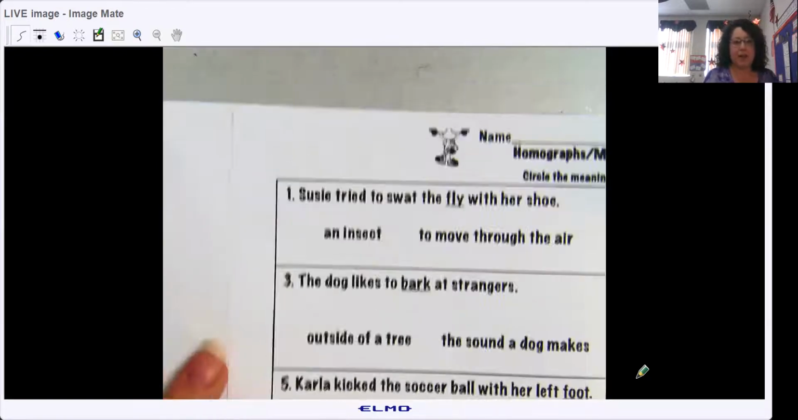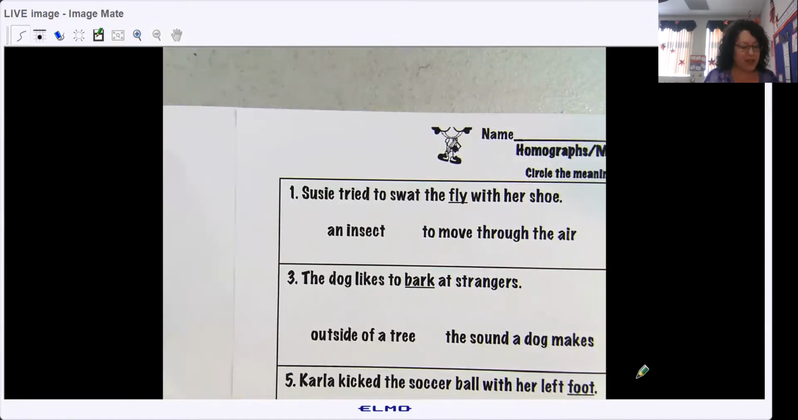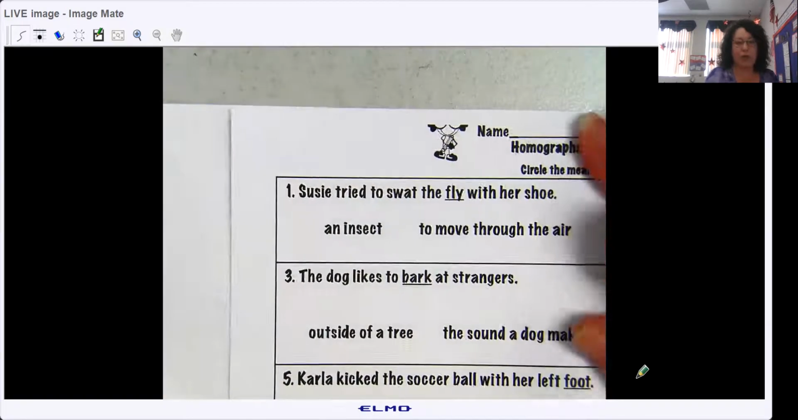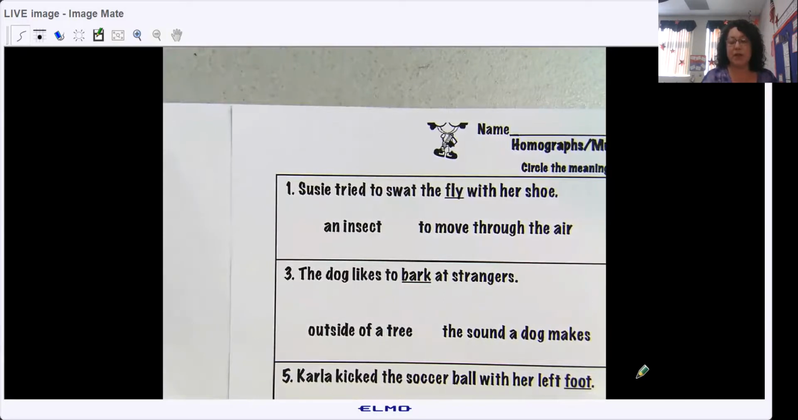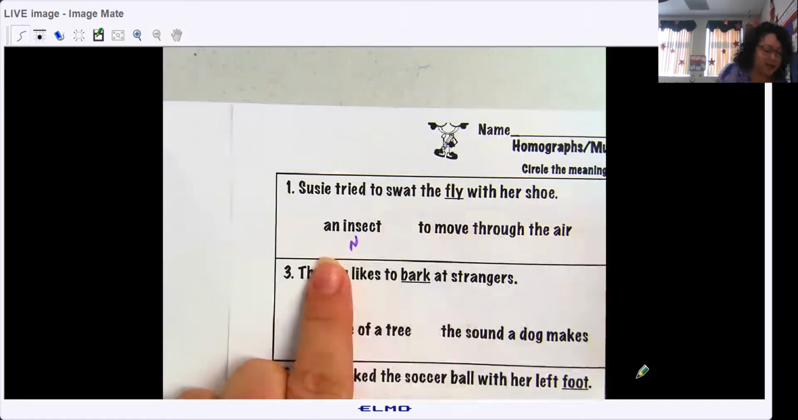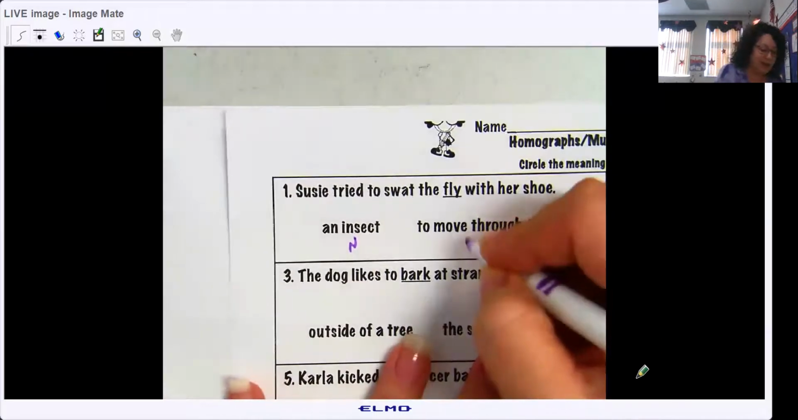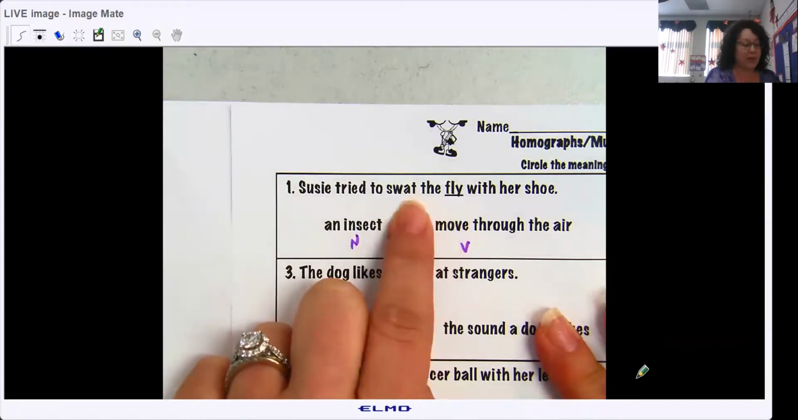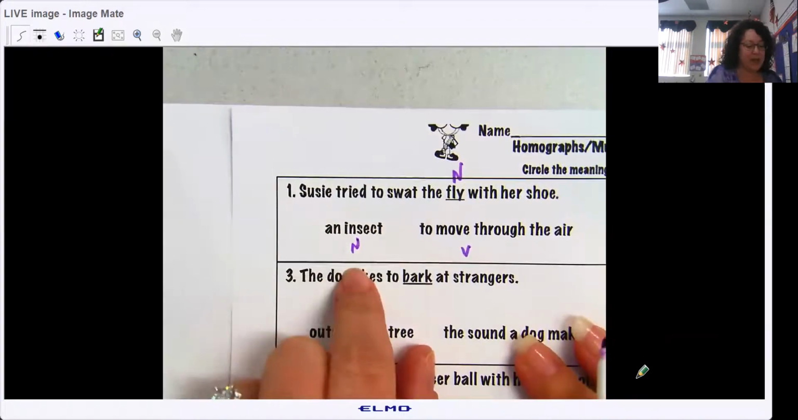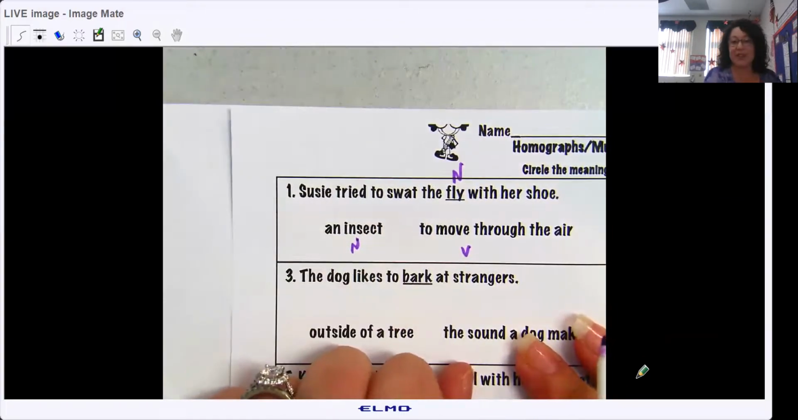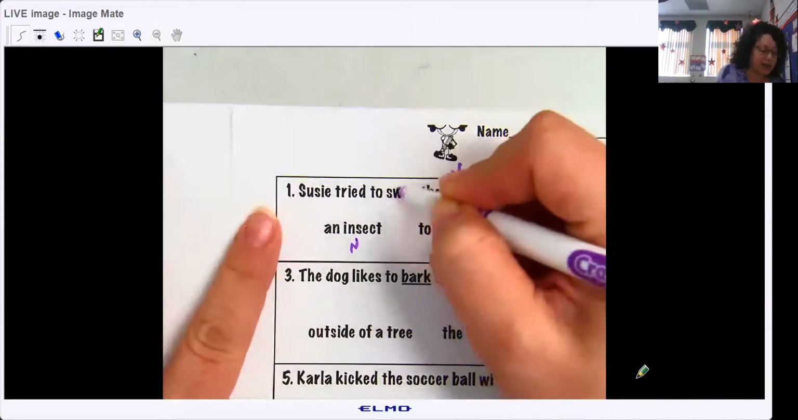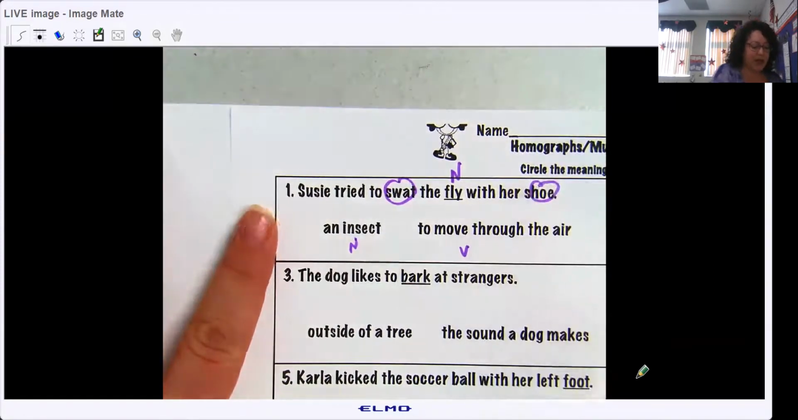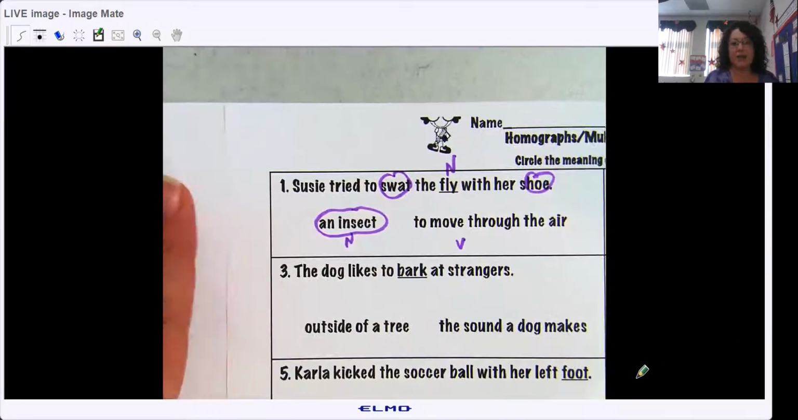All right, so let's start off with number one. What we're going to do, the directions say circle the meaning of the underlying word. So we're going to use clues, our context clues, to figure out which meaning it is. Susie tried to swat the fly with her shoe. An insect is a noun, and to move through the air, we did this one together, that's a verb. Susie tried to swat the fly with her shoe. The word the tells me this is a noun. So let's see, Susie tried to swat the insect with her shoe. Yep, and our clues there, swat and her shoe. So our answer would be insect.